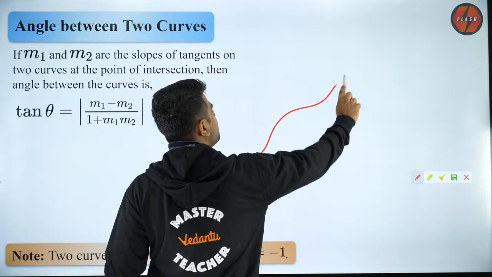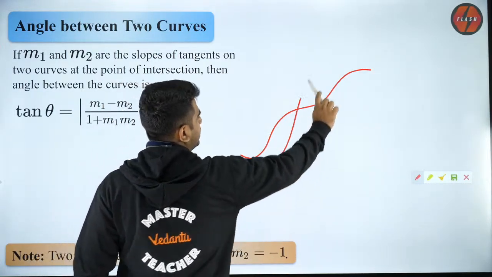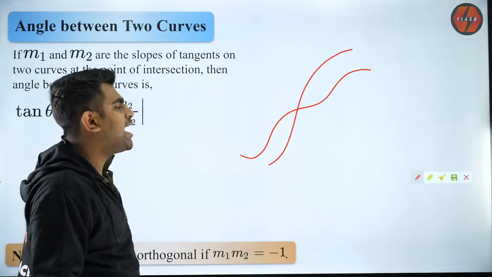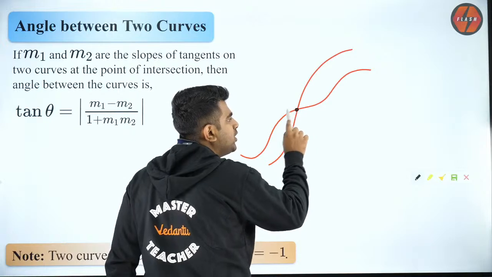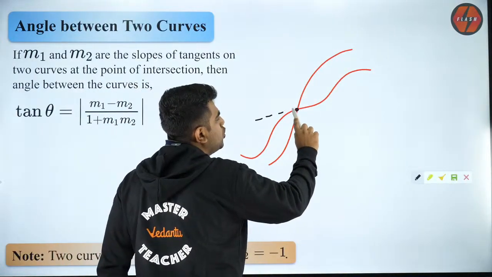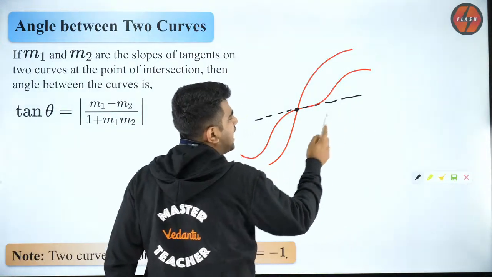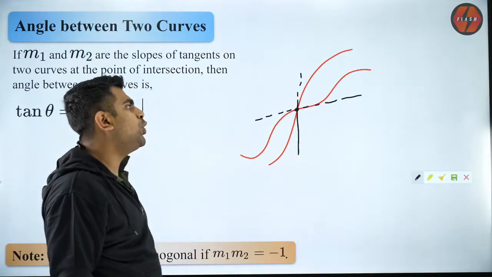So when I have two curves, let's say like this, and let's say another curve, we'll have like this. So when I say angle between two curves, what I'm meaning is, I will take the point of intersection, and at that point, I will draw the tangent to the curve 1, and I will draw the tangent to the curve 2. Now do you get two lines?